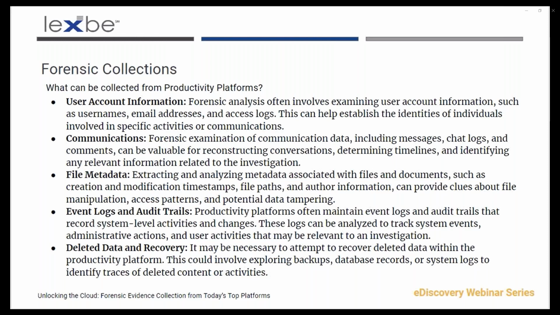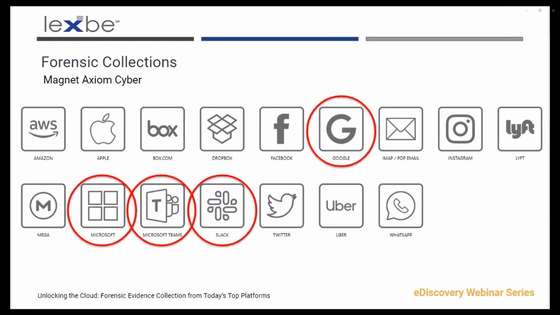All right. So the first thing we're going to look at is an example of Magnet Axiom Cyber. When we log into the tool, we're able to select different platforms that we want to pull data from. So I've circled 4 of the productivity platforms we can pull data from. And as you can see, we can also pull data from social media accounts, email, and other platforms like Apple or Amazon. So we would come into our tool and select which one we'd like.